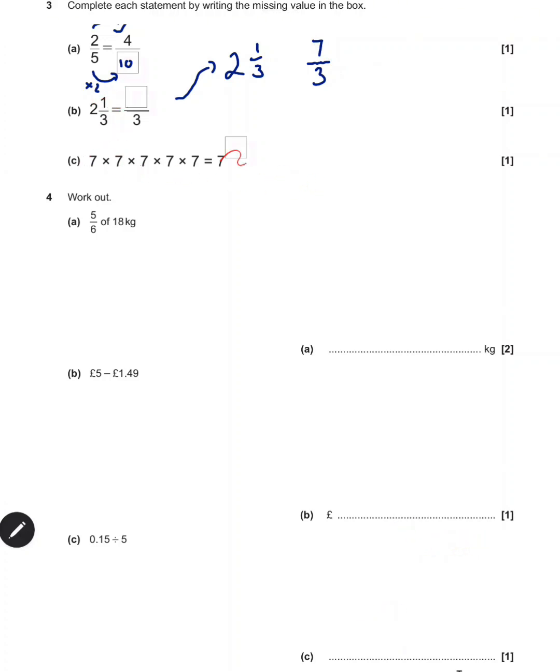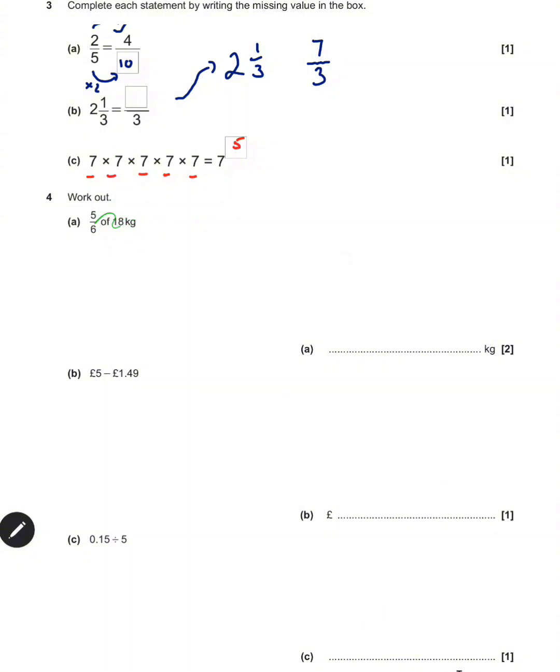Part C, we're looking to write this string of multiplications as a single power of 7. Well, we've got 1, 2, 3, 4, 5 7s multiplied together. That's 7 to the power of 5.